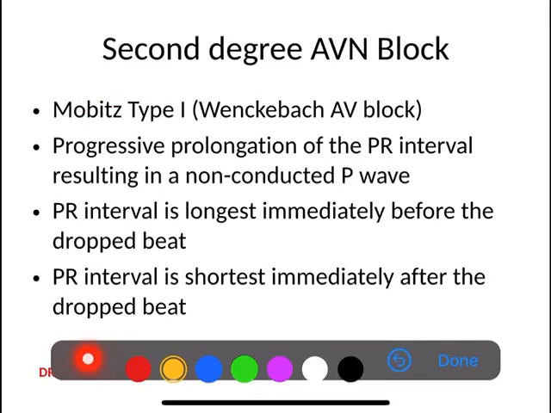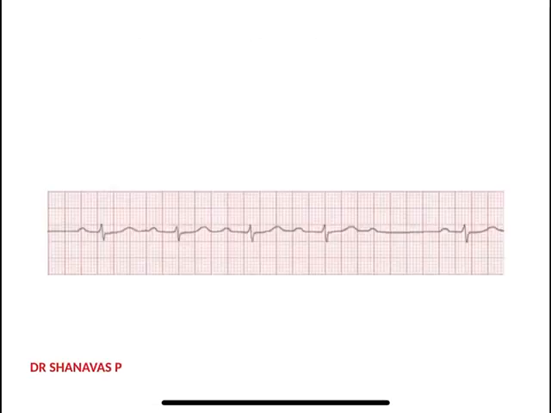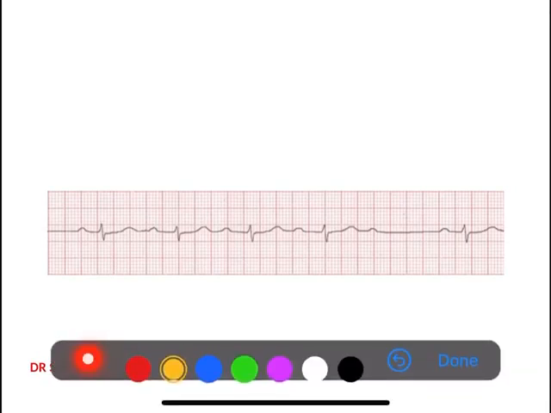Clear? The Mobitz type 1 is also called a Wenckebach AV nodal block. Okay, so in Mobitz type 1, the PR interval will be progressively prolonged, while in Mobitz type 2, the PR interval will be constant. Okay, so it is very easy to remember.